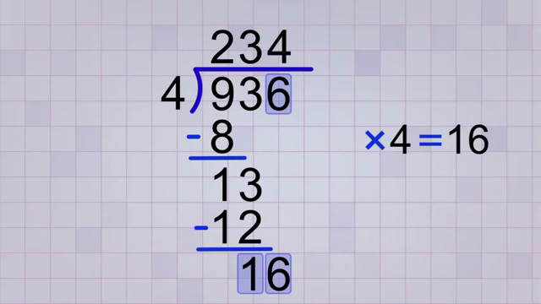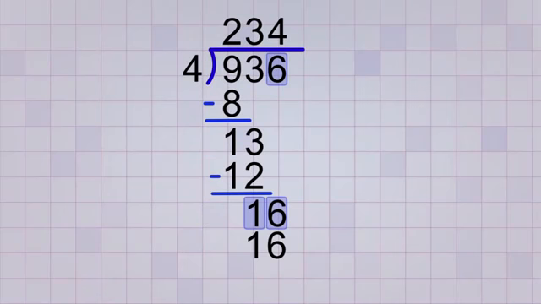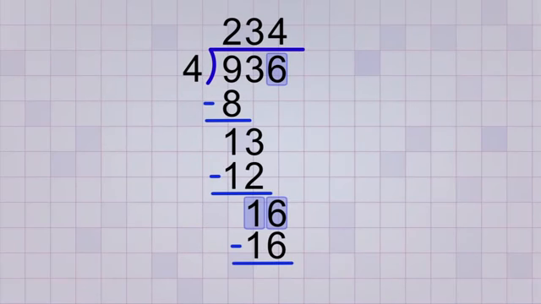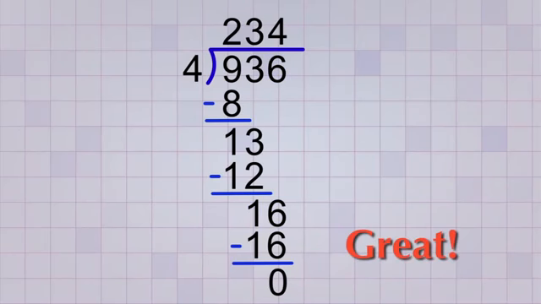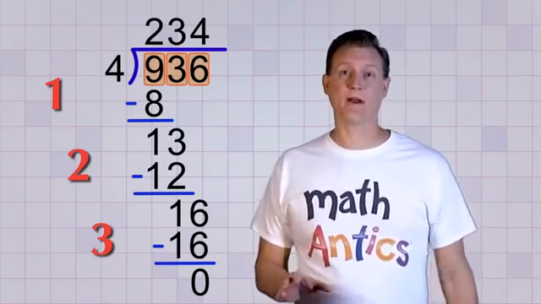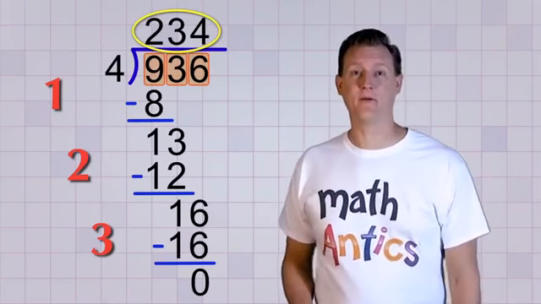So we put a 4 in the last place of our answer line, and then we write the 16 below our new remainder. Now, if we subtract 16 from 16, we see that our last remainder will be 0, which means there's no remainder left. That's great! We solved the whole division problem, digit by digit, by breaking it up into 3 basic division steps. And now we know that 936 divided by 4 equals 234.